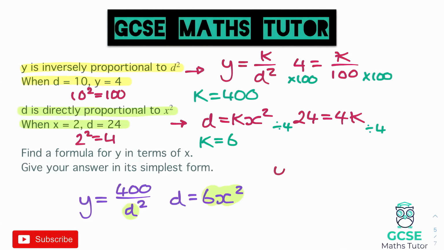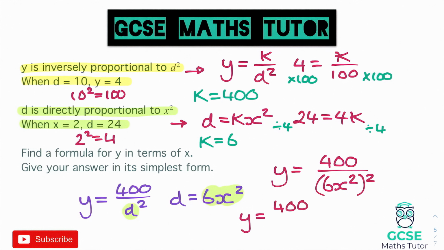So we'll get y is equal to 400 over d squared. Now d is 6x squared, so I'm going to put that in a bracket. So 6x squared, and that is going to be squared. Okay, so we're nearly done. We just need to square what's on the bottom there. So y is equal to 400 on the top, and if we square what's on the bottom, 6 squared is 36, and x squared squared is x to the power of 4, remembering that you just times powers when they're in brackets like that. So there we go, 400 over 36x to the power of 4.